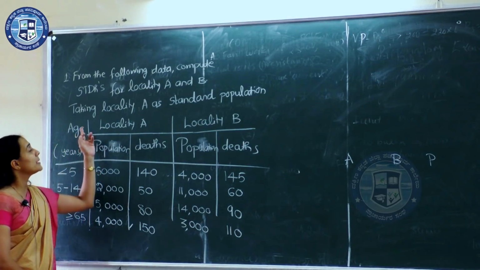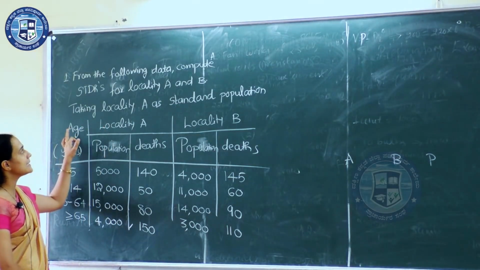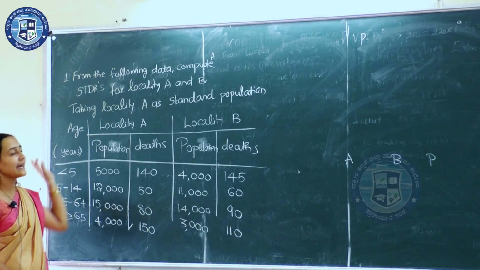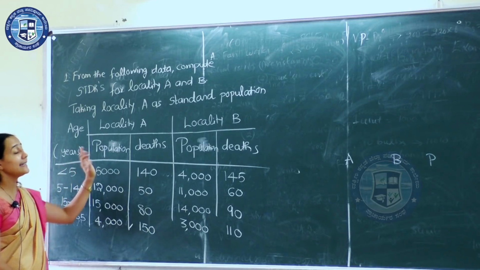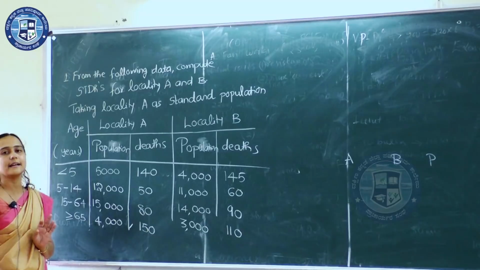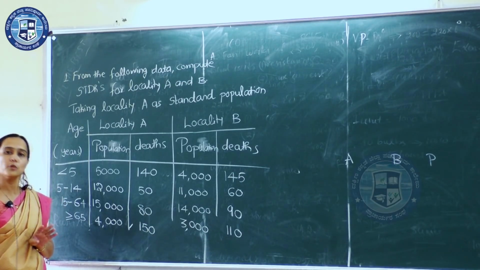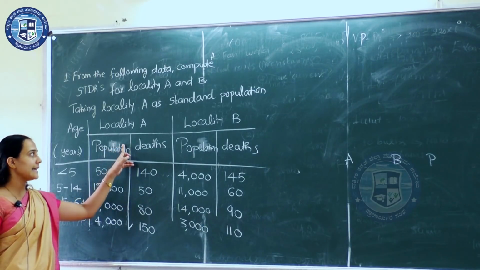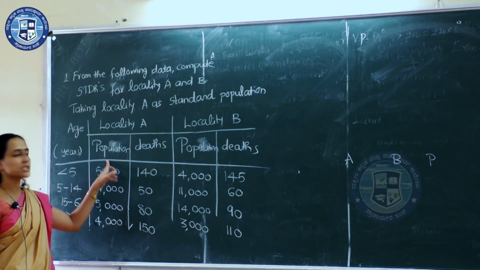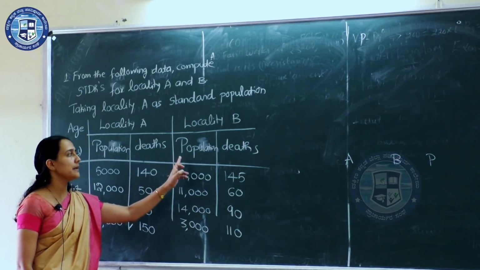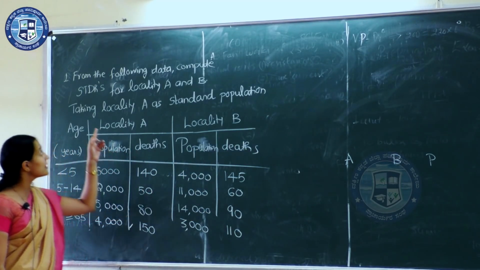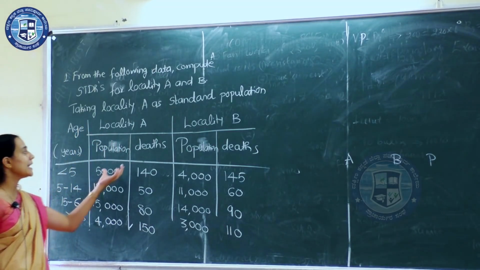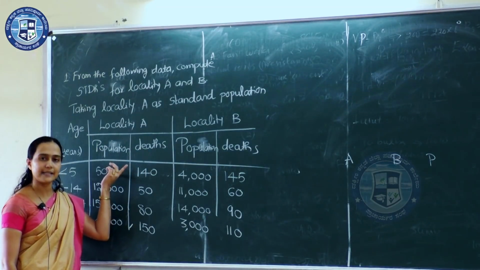Take this question: from the following data compute STDRs for locality A and locality B, taking locality A as the standard population. Even if they don't ask, we have to write the comment also, which population is healthier. So age composition is given, locality A population and deaths, then locality B population and deaths. Here we have to take locality A as the standard population.